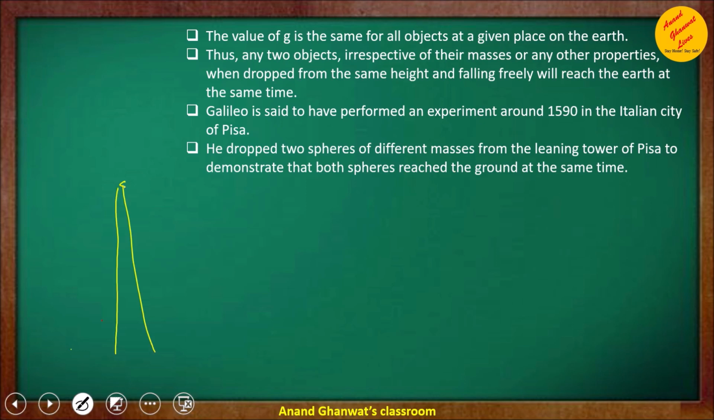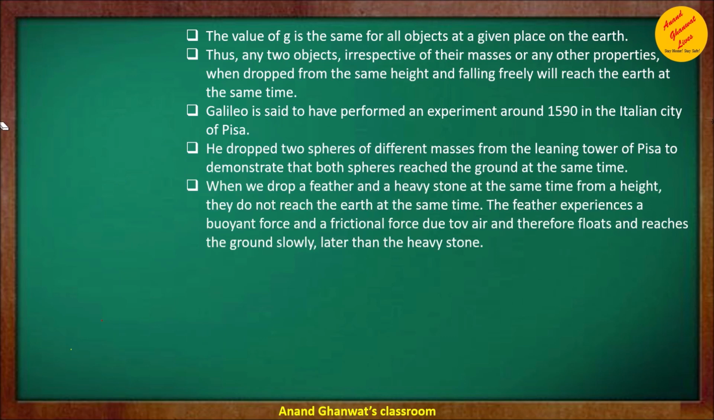From that tower, Galileo throws two spheres which are of different masses, M1 and M2, to demonstrate that both the spheres reach the ground at the same time. Then he shows that both these spheres with different masses reached the Earth's surface at the same time.